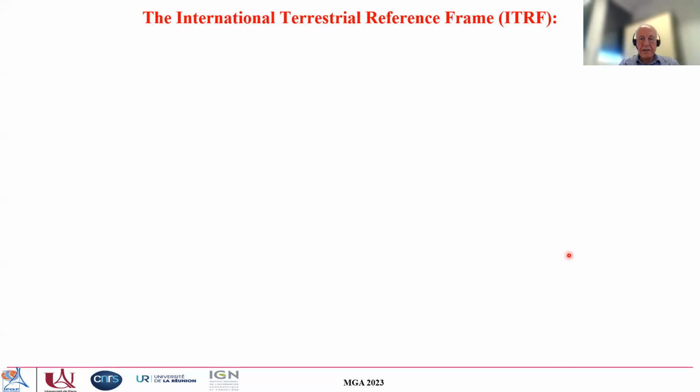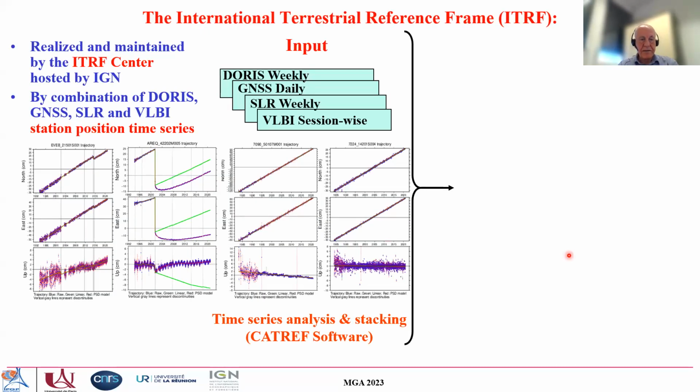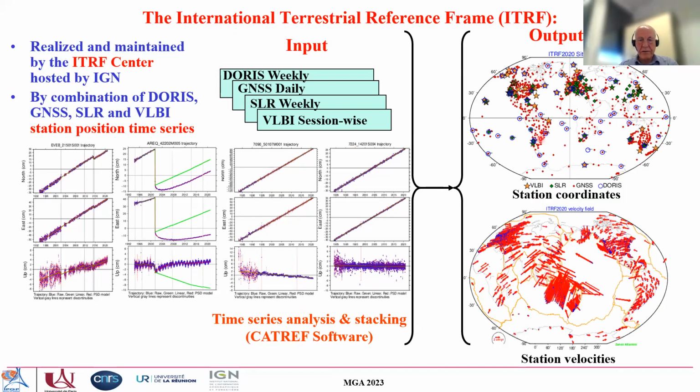Now, the International Terrestrial Reference Frame is realized and maintained by the ITRF Center, hosted by IGN. It is computed by combination of DORIS, GNSS, SLR, and VLBI weekly, daily, or session-wise solutions. So we start by analyzing the time series using the CATREF software we developed at IGN for this purpose, and we provide to the users station coordinates, station velocities, and other parametric models.